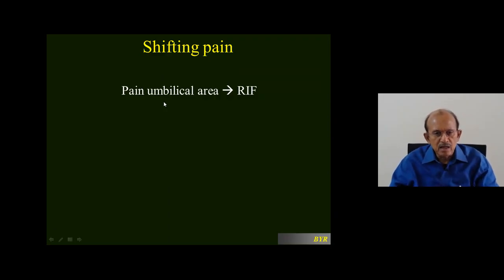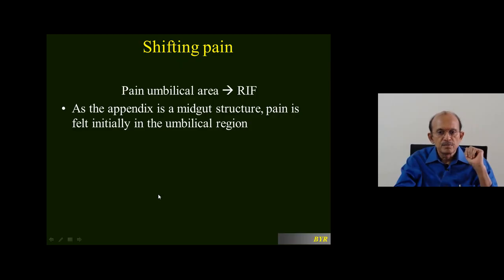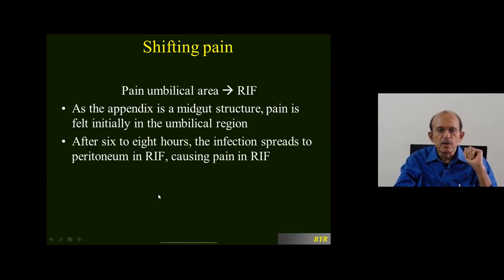Appendix is a midgut organ. So the midgut pain will always be felt in the umbilical region. So patients will have pain in the umbilical region. Then once the inflammation spreads to the serous coat and causes localized peritonitis, the parietal peritoneum is inflamed. Because of the parietal peritoneal inflammation, there will be pain in the right iliac fossa. So the pain shifts from the umbilical region to the right iliac fossa. This takes about 6 to 8 hours.